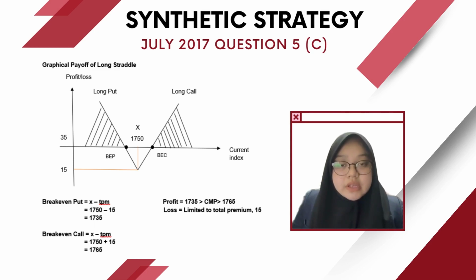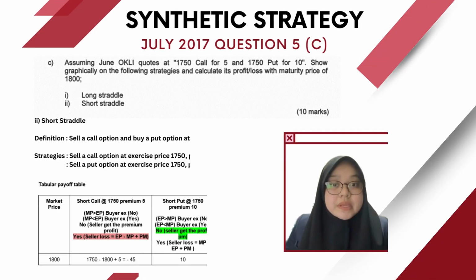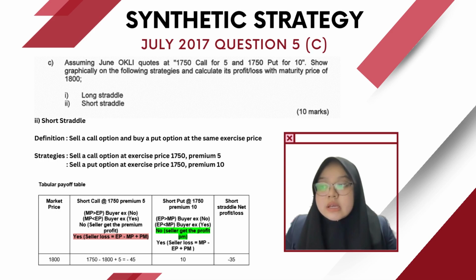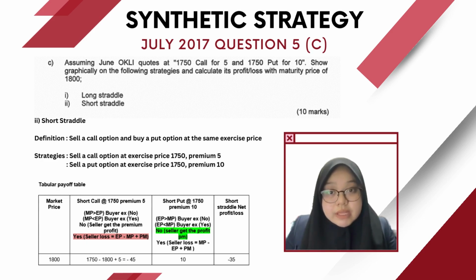Okay, this is the graphical payoff of long straddle, where the buyer can profit when the market price is above the exercise price and the losses are only limited to the premium. Okay, the next one is short straddle. Short straddle is a situation where a seller sells a call and put option at the same exercise price, where the strategies made in this question is sell a call option at exercise price 1750 at premium 5, and the second one is sell put option at exercise price 1750 at premium 10.